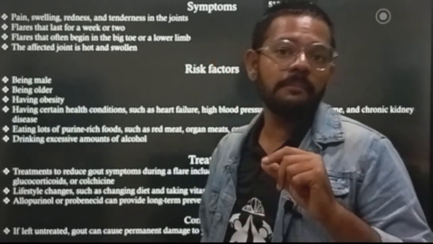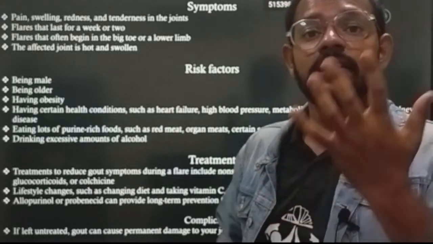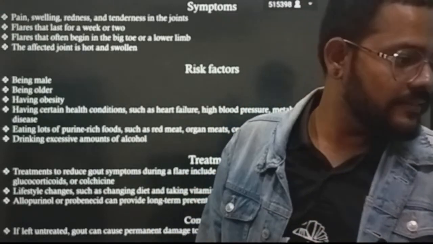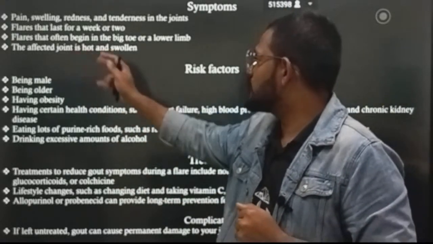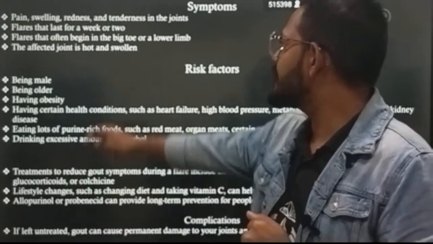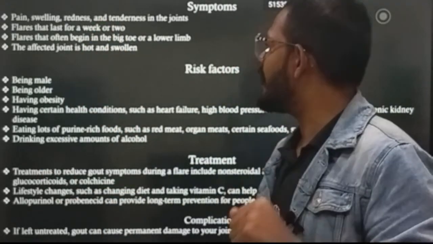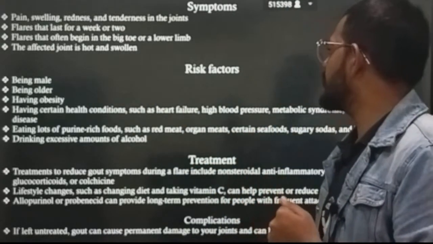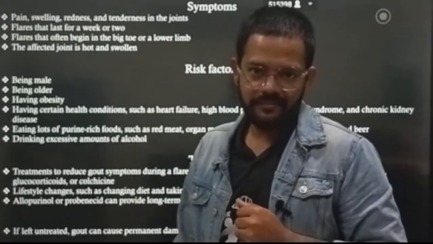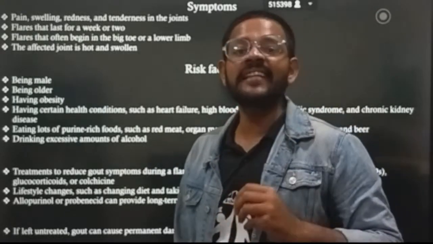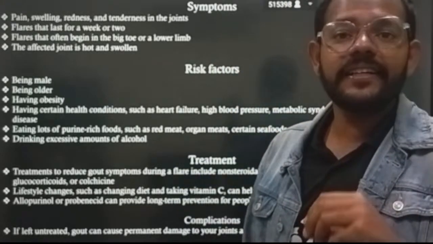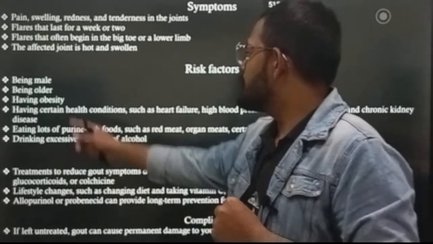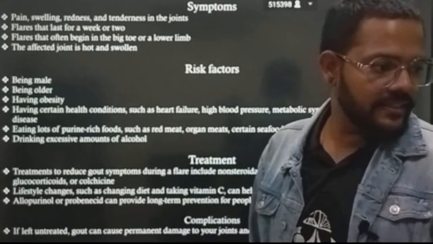Okay, one thing you have to remember, gout mainly happens in the finger areas, either fingers of the leg or hand. Okay, next, the affected joint is hot and swollen because it has redness and tenderness, that's why it is hot and swollen. Okay, flares are also the same thing. Risk factors: being male, gout mainly affects the male body, not the female body. Okay, being older, again an old age related disease.